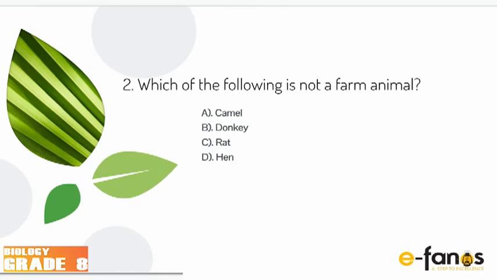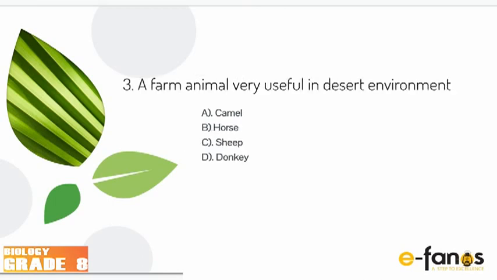Question 2. Which of the following is not a farm animal? Is it A. Camel, B. Donkey, C. Rat, or D. Hen? And the correct answer is C. Rat. Question 3. A farm animal very useful in desert environment. Is this A. Camel, B. Horse, C. Sheep, or D. Donkey? And the correct answer is A. Camel.